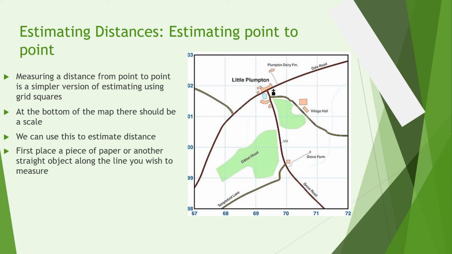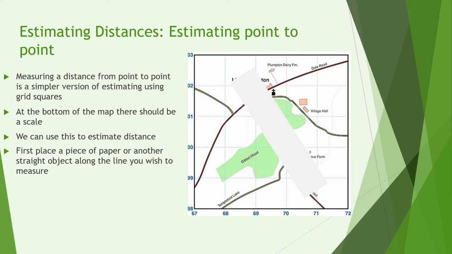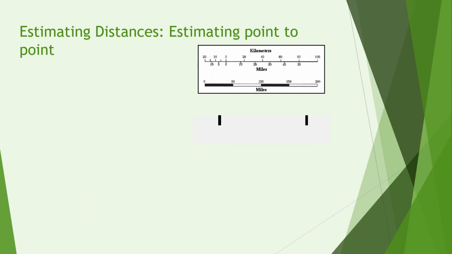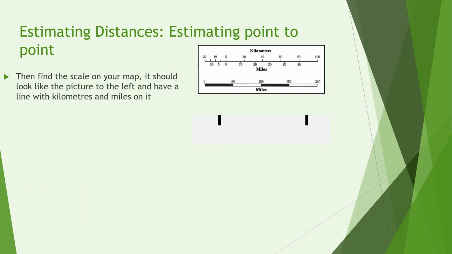First, you need a piece of paper or any other straight object and place it along the line you wish to measure. So using the same example with the place of worship and Grove Farm. There we go. Then mark out the start and end of the distance on the piece of paper. So we marked it there, the place of worship and Grove Farm. There you can see an example of the scales I was talking about. Then find the scales on your map and have it in line with kilometers and miles on.